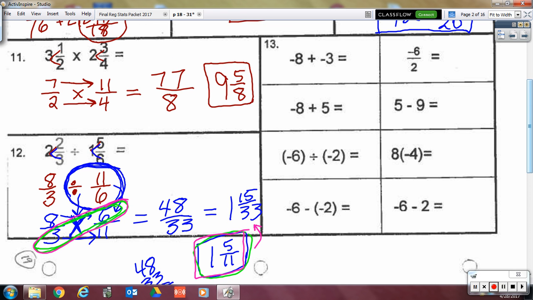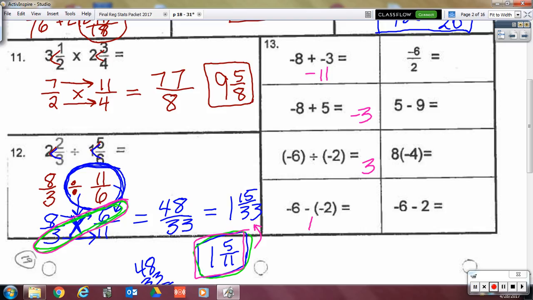Now, number 13 is just your integer rules. So let's see if you know your adding and subtracting integer rules. So how about number 13? What do you see as that? Same signs, so they add and you keep the sign. The one below it, -8 plus 5. Different signs, so you subtract and keep the sign of the bigger. Okay, this one is division. 6 divided by 2 is 3, and two negatives make a positive when you multiply and divide. Negative divided by negative is a positive.